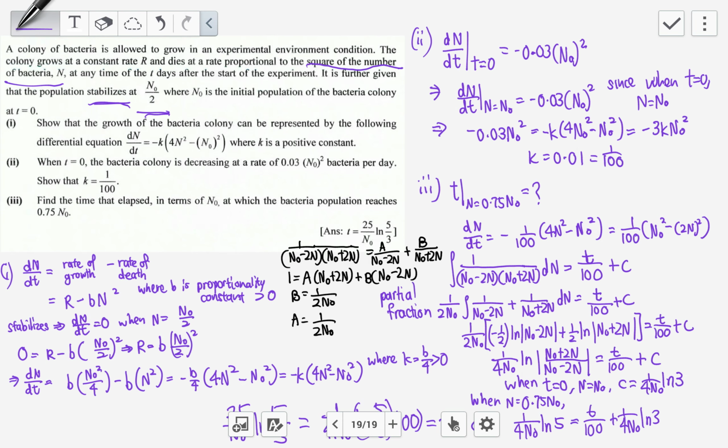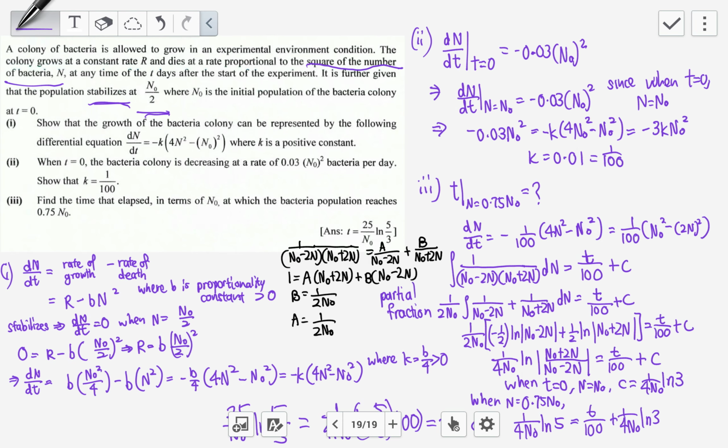Then we substitute this r back into the differential equation, and we have dn/dt equals, instead of r, b n0 square over 4, because (n0/2) whole thing squared is just n0 square over 4. Then after that, minus b n square.